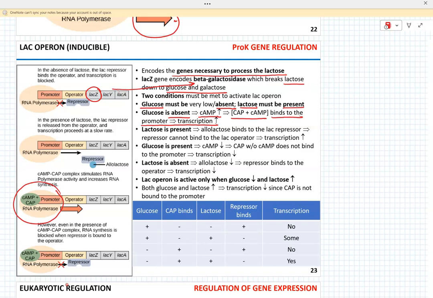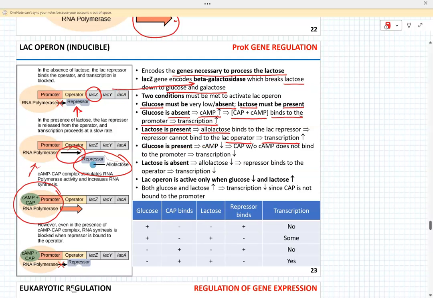When lactose is present, it is converted into its isomer, so-called allolactose. Allolactose binds to the repressor that sits on the operator sequence in the absence of lactose. When allolactose binds to the repressor, it dissociates from the operator, allowing transcription, allowing RNA polymerase to proceed.